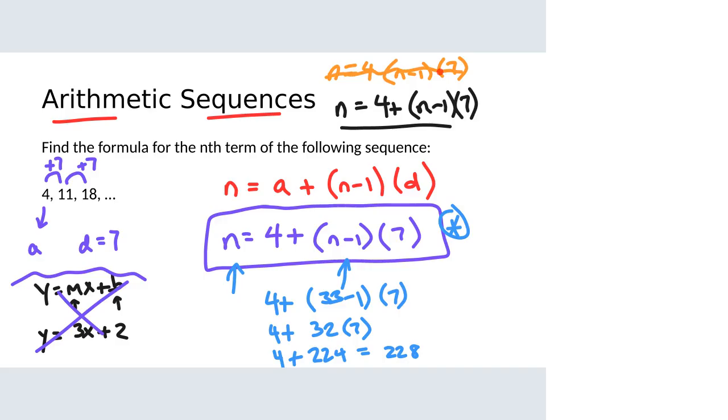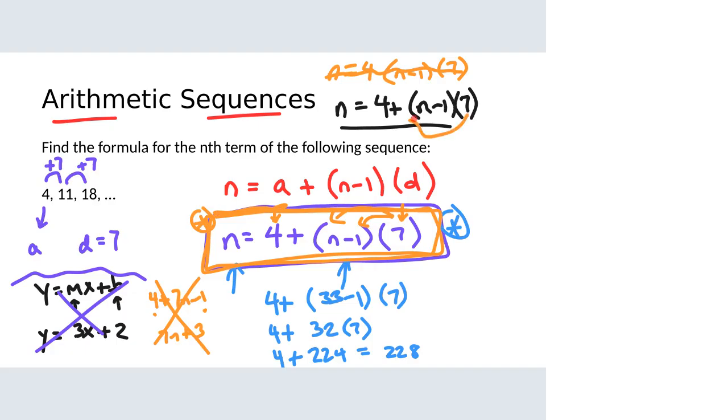Something I don't want you to do here that sometimes students have been trained to do is simplify as much as possible. What I mean by that is when you've got this formula right here and you go, well, I'm going to go ahead and distribute the 7 and call this 4 plus 7n minus 7. Then I have like terms here. So that's going to be 7n minus 3. It's not technically wrong, but this way allows us to see what A is and see what the common difference is. So instead of simplifying it to 7n minus 3, I do want you to leave it in this format.